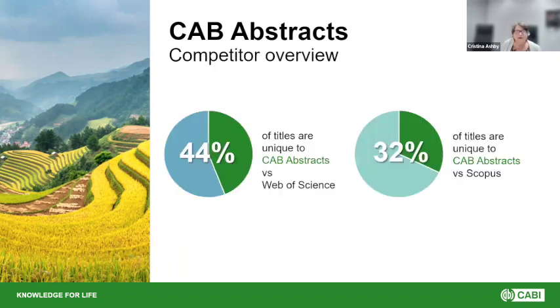And our profile in terms of our competitors, 44% of the titles which are in CAB Abstracts are unique to us in comparison to the Web of Science, so you won't find them there. I should say it's the Web of Science core collection. And 32% of the titles are unique to us versus Scopus.